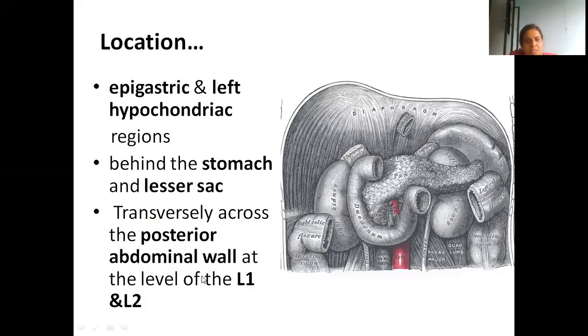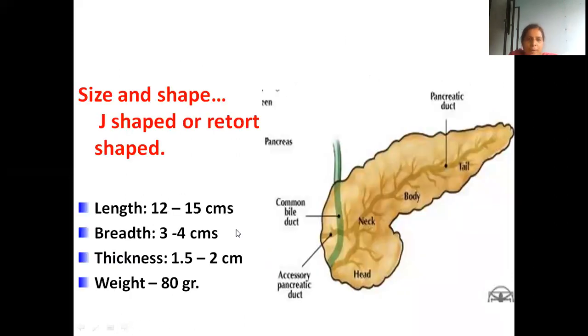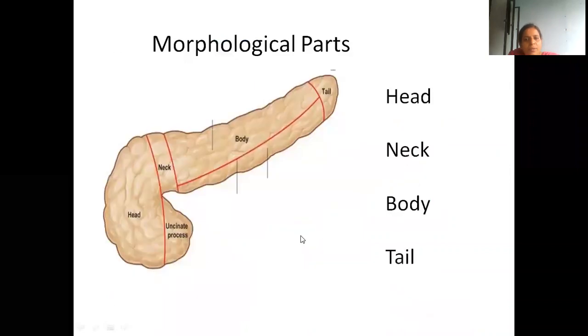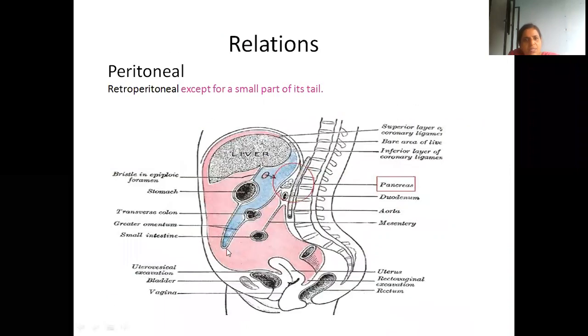So that's what is written here. It is lying, see, this is our pancreas. When you see the vertebral level, it is situated at the level of L1 and L2 vertebra. The pancreas is J-shaped or retort shaped. The length is 12 to 15 centimeters, breadth is 3 to 4 centimeters, thickness is 1.5 to 2 centimeters, and the weight of pancreas is 80 grams. You can see the head, neck, body and tail, and different colors are shown.